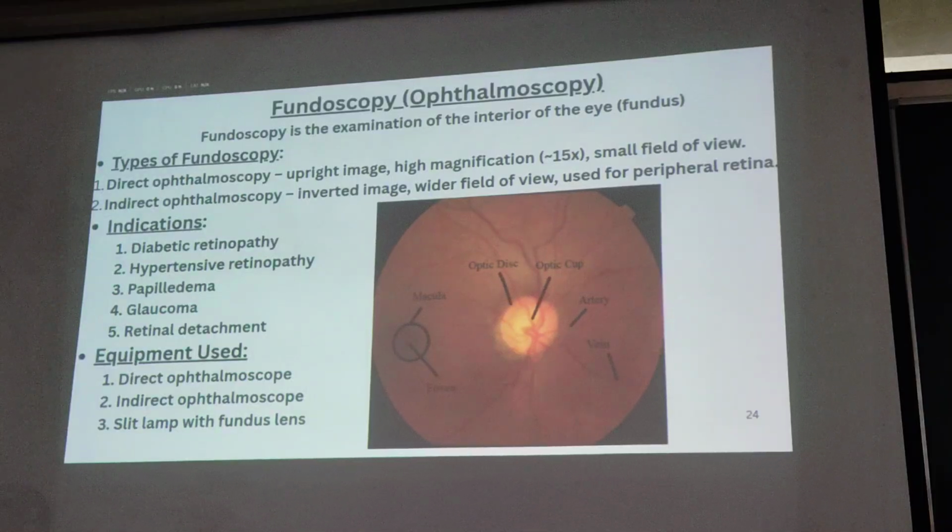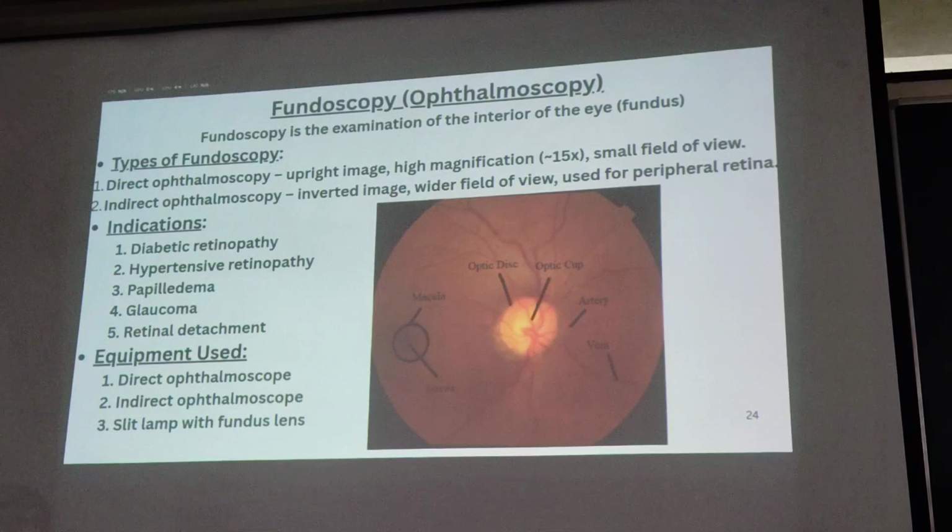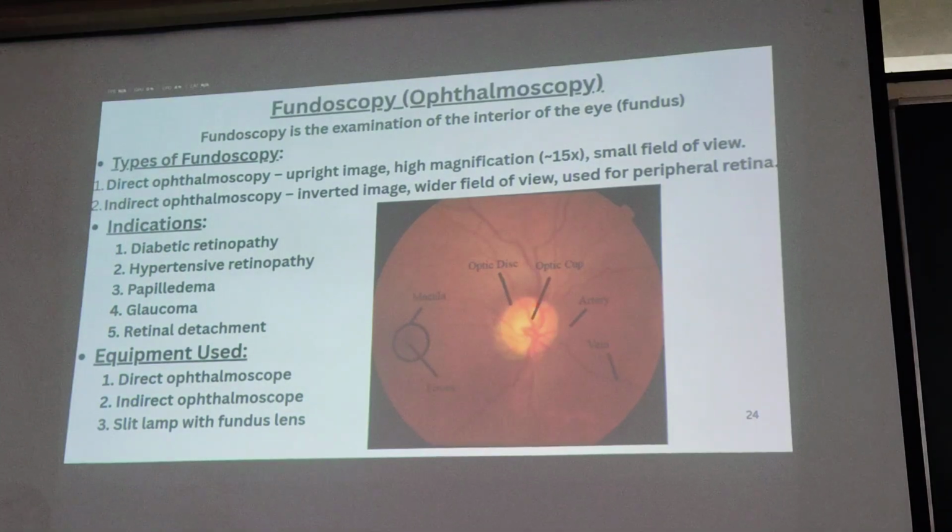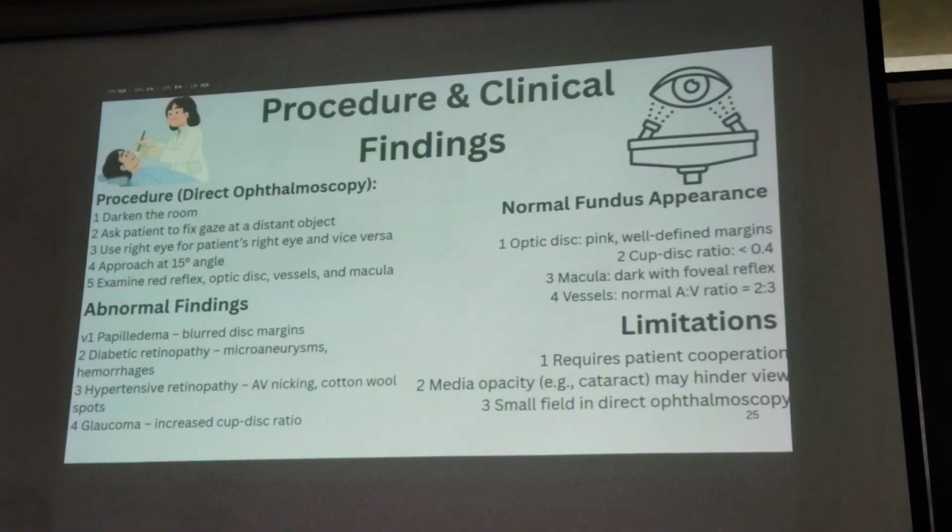Indications are diabetic retinopathy, hypertensive retinopathy, papilledema, glaucoma, retinal detachment. Equipment used are direct ophthalmoscope, indirect ophthalmoscope, slit lamp with fundus lens. Procedure and clinical findings of the ophthalmoscopy. Procedure for the direct ophthalmoscopy.